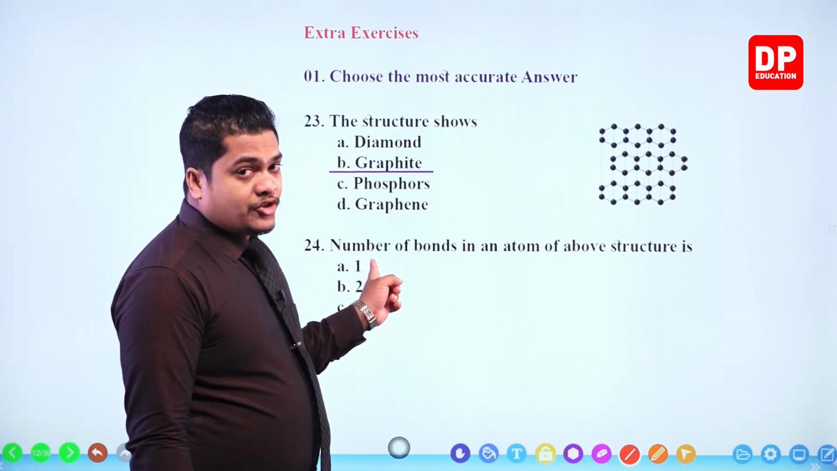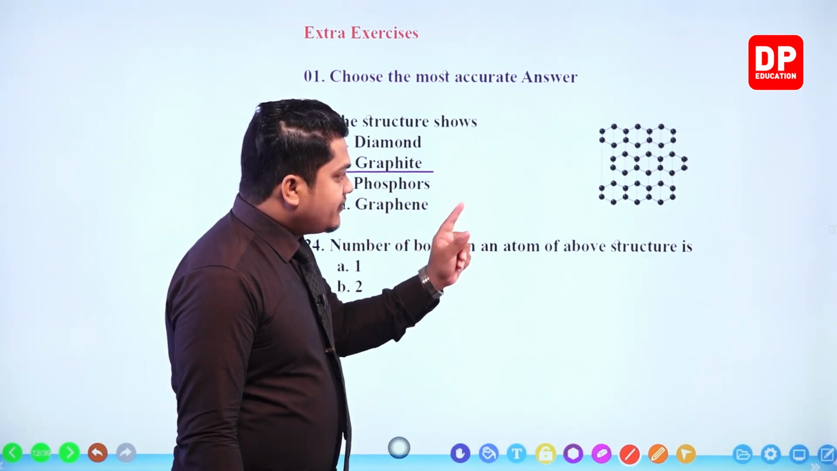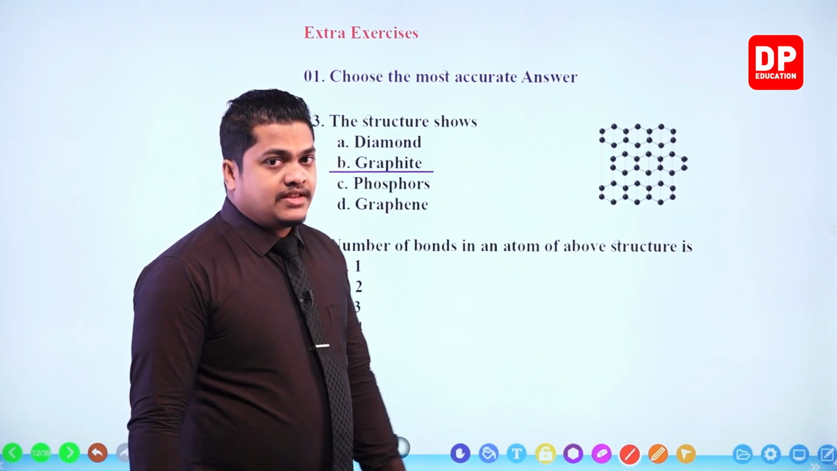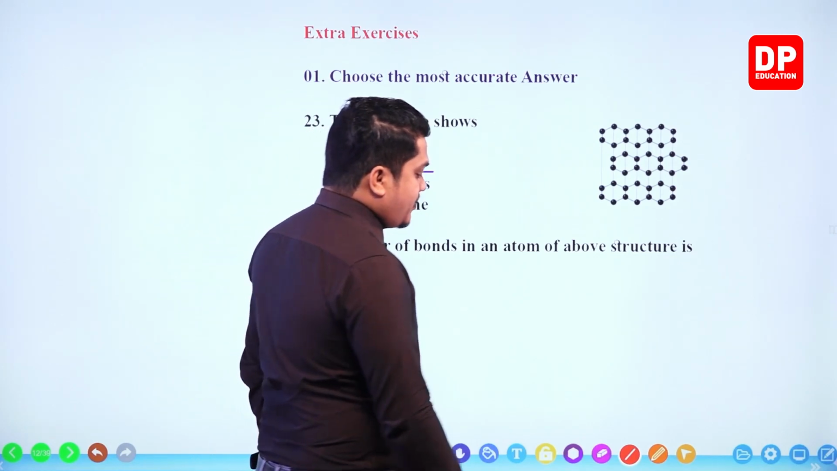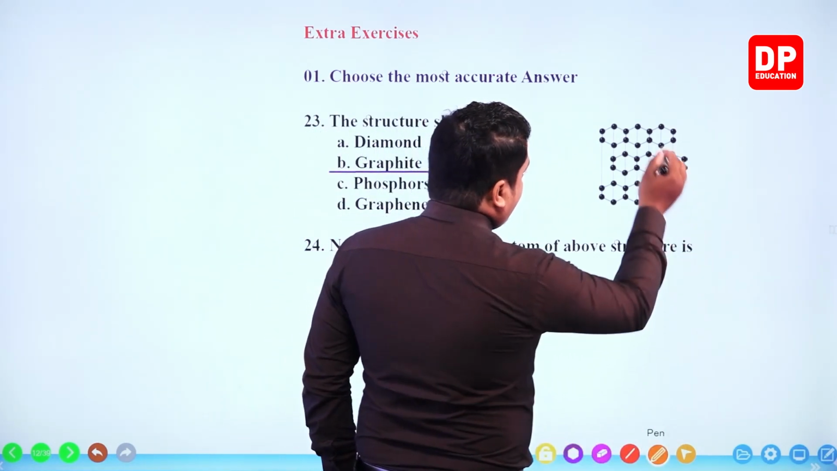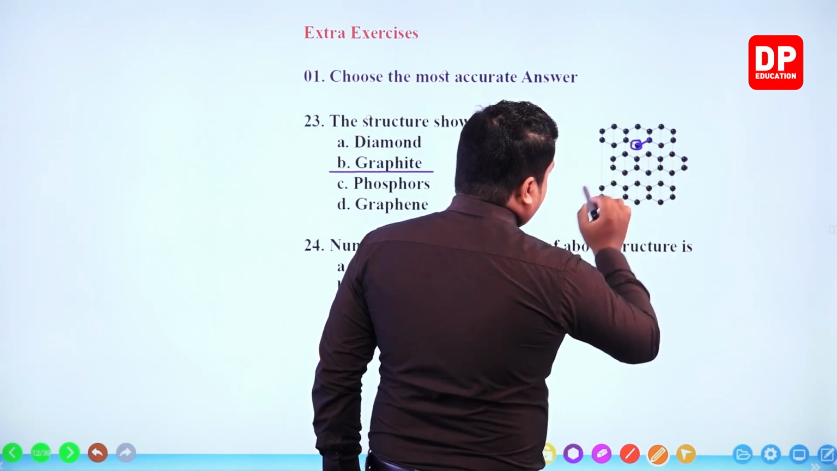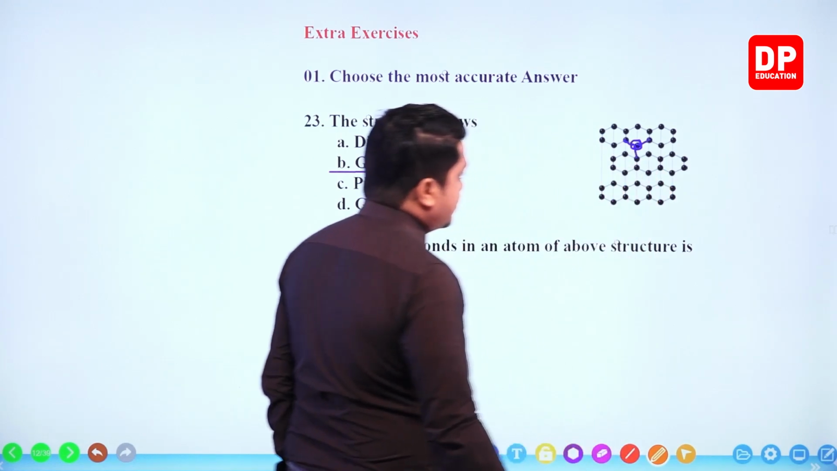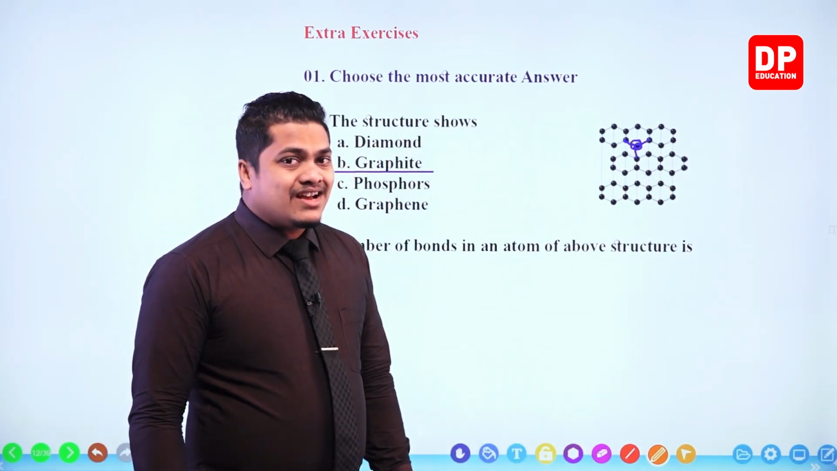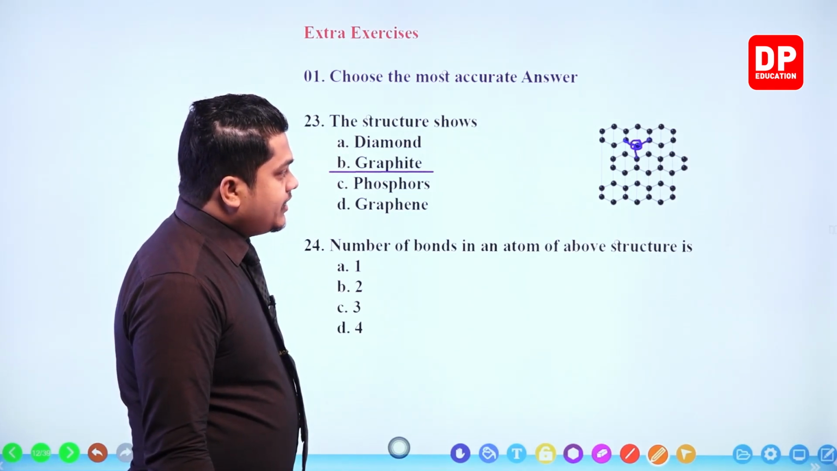It has been asked in the second question, related to this one: the number of bonds in an atom of the above structure. When you take one single atom, let's count the number of bonds. When you take an atom over here, it is going to show a bond like this, a bond like that, and another bond like this. So there are only 3 bonds. There are only 3 bonds.